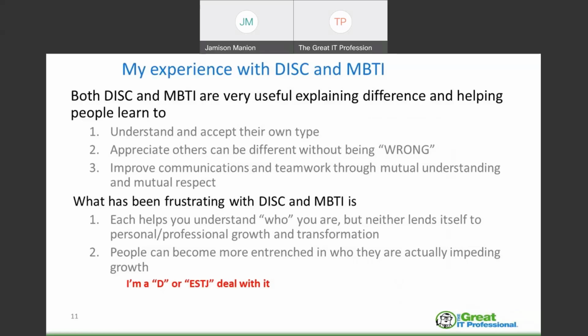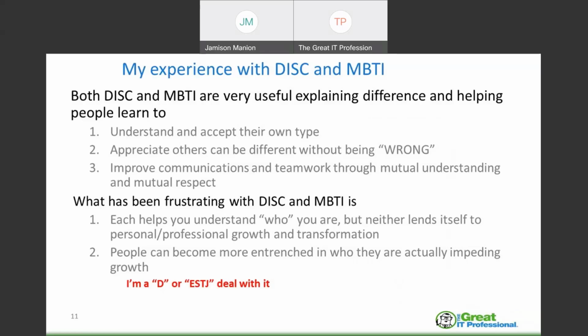And this is my experience. I've been a practitioner with DISC and Myers-Briggs, certified in both, and I use them all. They're very useful. They help us understand and accept who we are and our own type. They help us appreciate other people, so that we can appreciate that they can be different without being, quote, wrong. And they can improve communications and teams.